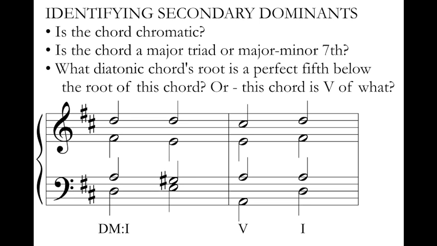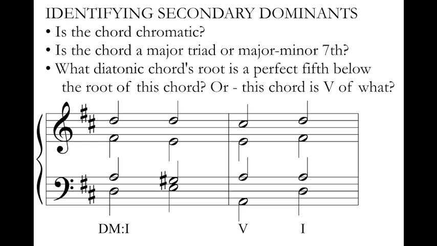We'll have more questions to help guide us towards different chromatic chords, but right now, since we're looking only at secondary dominants, here are some of the questions that are going to gear us towards finding out if our chromatic chord is a secondary dominant. First, we can ask, is the chord chromatic? Does it contain notes from outside the scale? In this case, the answer is yes. Almost all of our secondary dominant chords contain chromatic pitches, and so this is a really good first indicator. The second thing we have to ask is, is the chord a major triad or a major minor seventh?